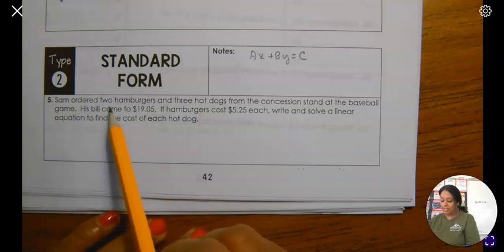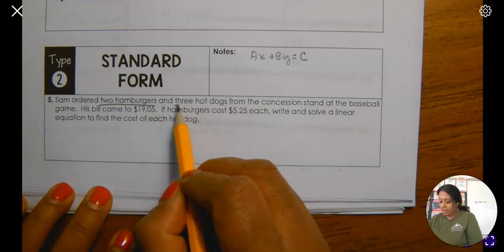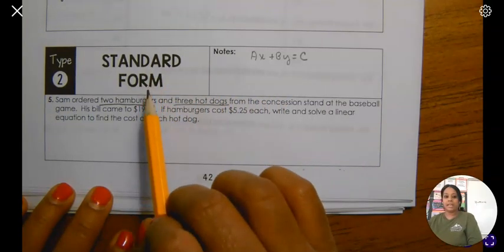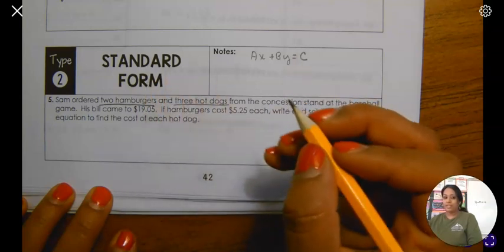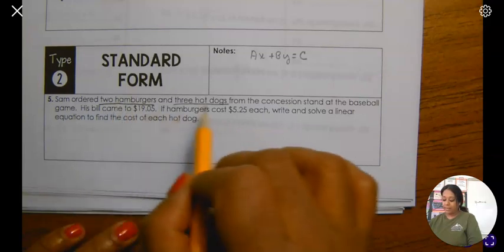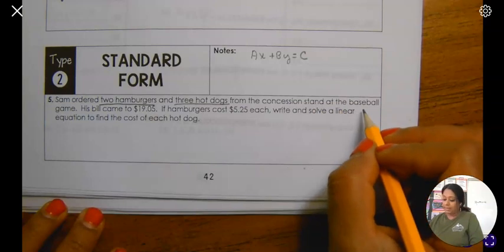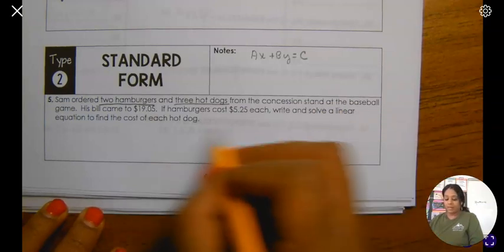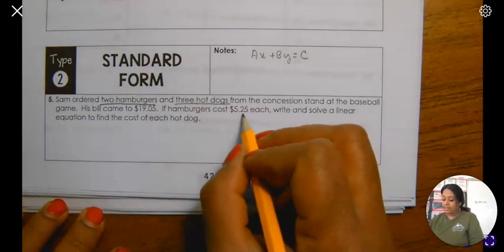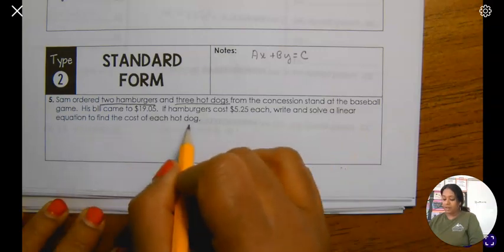It says Sam ordered 2 hamburgers and 3 hot dogs. Okay, so I have hamburgers and hot dogs. So usually we use the standard form whenever we have 2 different quantities. So we have here hamburgers and hot dogs from the concession stand at a baseball game. His bill was $19.05. If the hamburgers cost $5.25 each, write and solve a linear equation to find the cost of a hot dog.